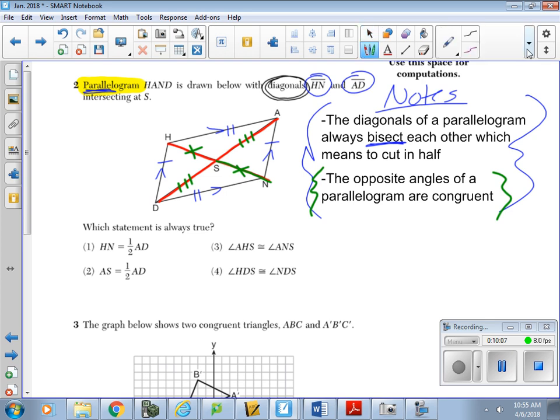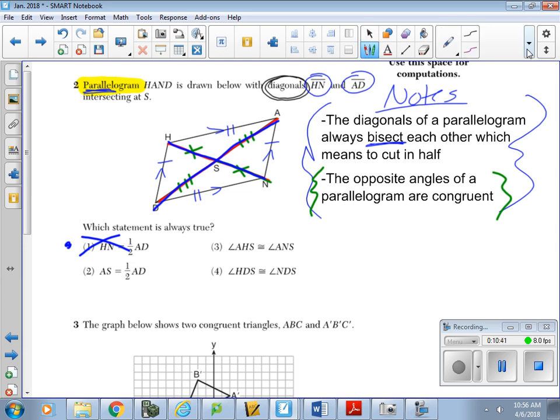Is HN equal to 1/2 of AD? What they're saying on this first one is HN, remember HN is going to be this entire diagonal here, is that the same as 1/2 the length of AD? Well, I don't see any reason why that would always be true. It might be true one time, but definitely not all the time. So it's not always true. All right, what about the next one?